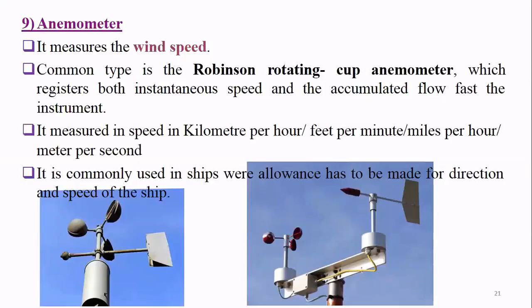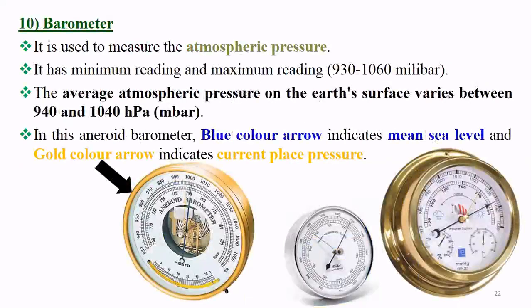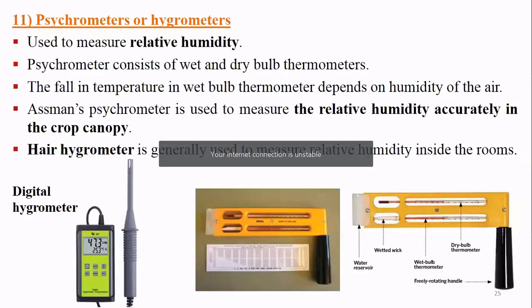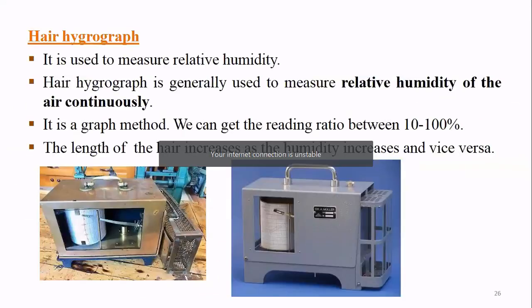Then the anemometer is used to measure the wind speed. Okay, the wind vane is used to identify the direction of wind flow. Then the barometer is used to measure atmospheric pressure, and what does the blue color indicate, what does the yellow color indicate. And the barograph, what is a barograph? It's a graph format of atmospheric pressure. Then relative humidity can be measured by hygrometers, and here the hygrograph gives the graph format.